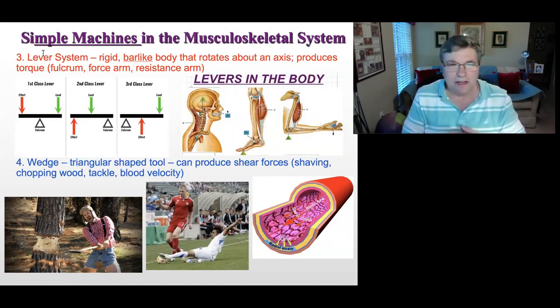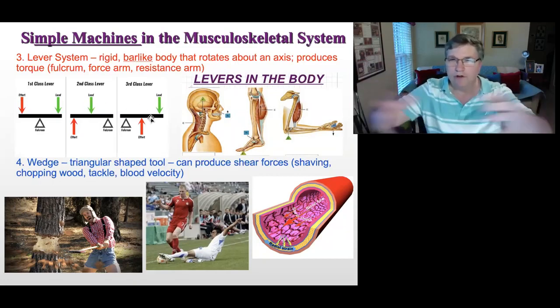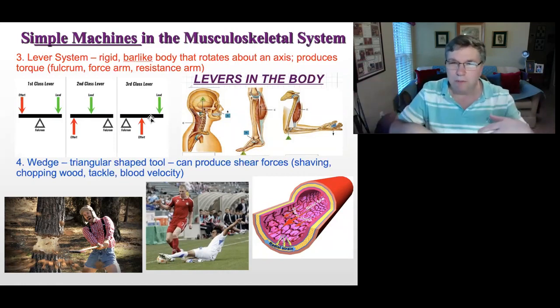First class is like a seesaw. Our body is mostly third class levers. Second class levers are ideal in terms of producing a lot of torque. Third class levers produce large movements and rapid movements, especially against a light load.